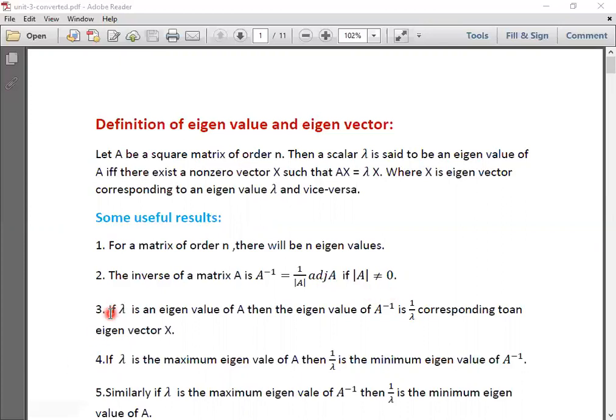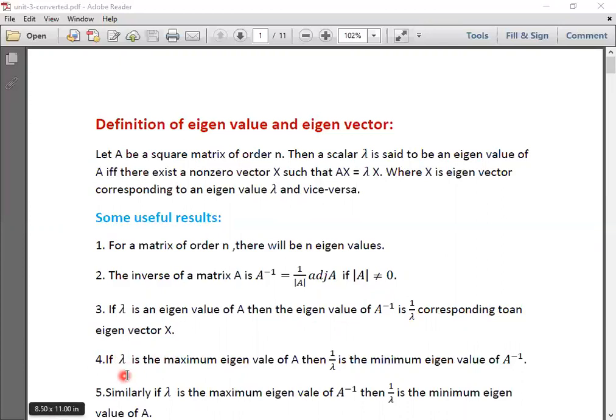The third point is, if lambda is an eigenvalue of A, then the eigenvalue of A inverse is 1 by lambda, corresponding to an eigenvector x. That means if lambda is an eigenvalue of A, then its reciprocal is the eigenvalue of A inverse.